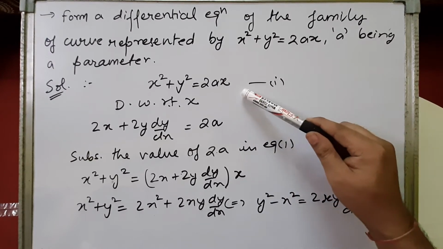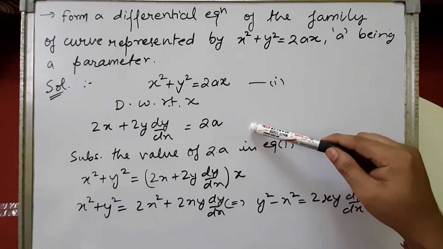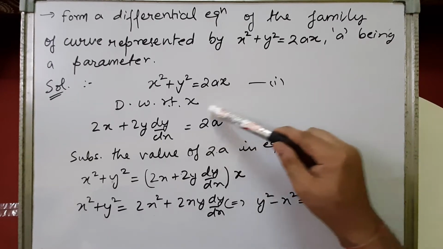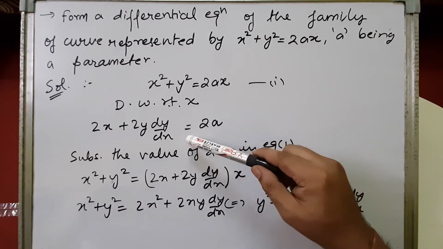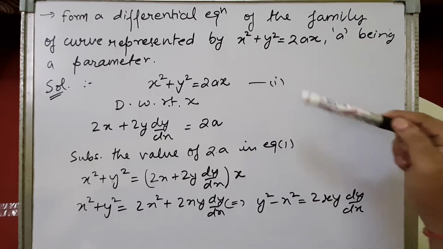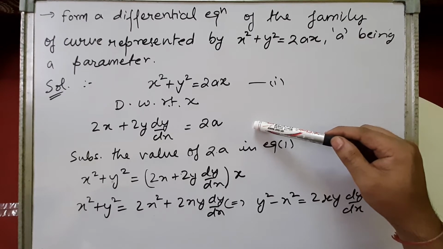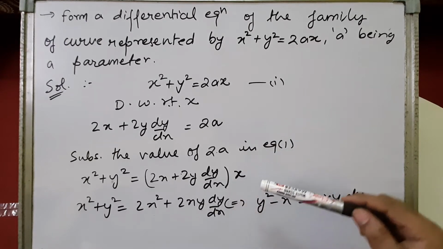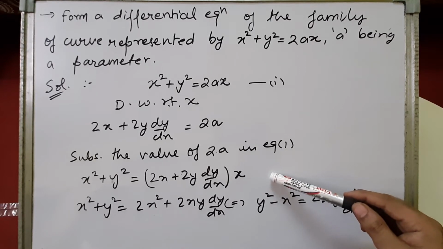So when we differentiate this equation with respect to x, what will we get? 2x plus 2y dy by dx equals 2a. Now we have got the value of 2a from here, so 2a can be written as 2x plus 2y dy by dx. So we'll substitute the value of 2a in the first equation. When we do that, we'll get x square plus y square equals (2x plus 2y dy by dx) into x.